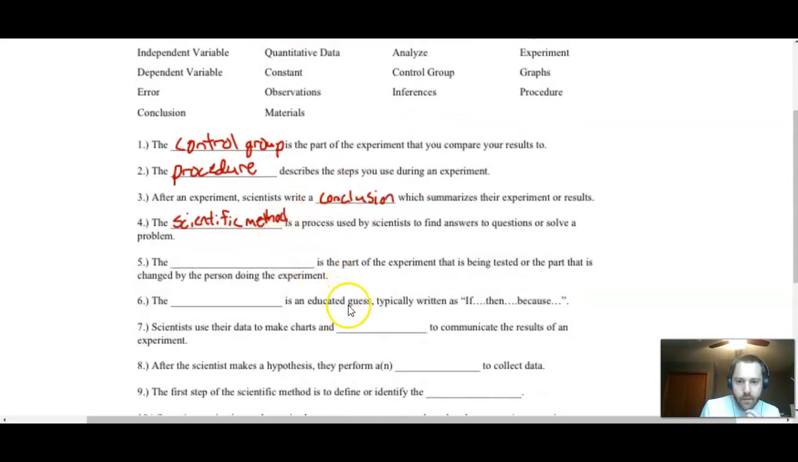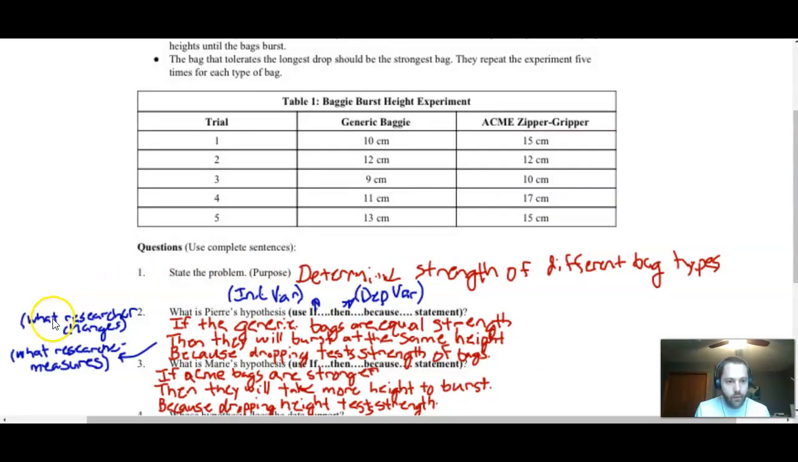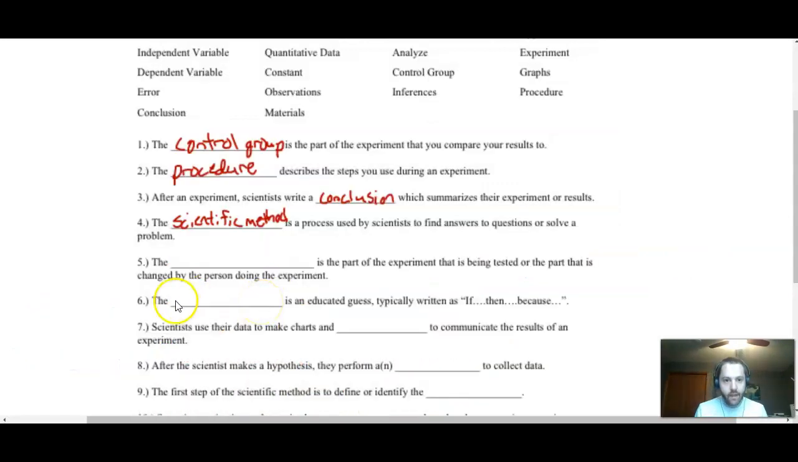The blank is the part of the experiment that is being tested, or the part that is changed by the person doing the experiment. That is being tested or changed. We actually wrote a note about this on the first page. What the researcher changes, so that is your independent variable. Your if statement always relates to your independent variable. If they change the bag type. So it is the independent variable.